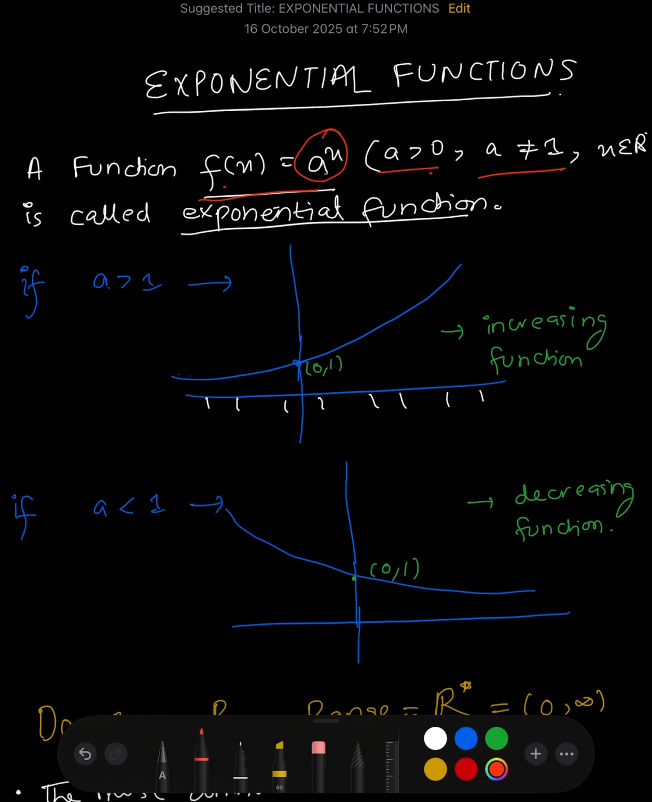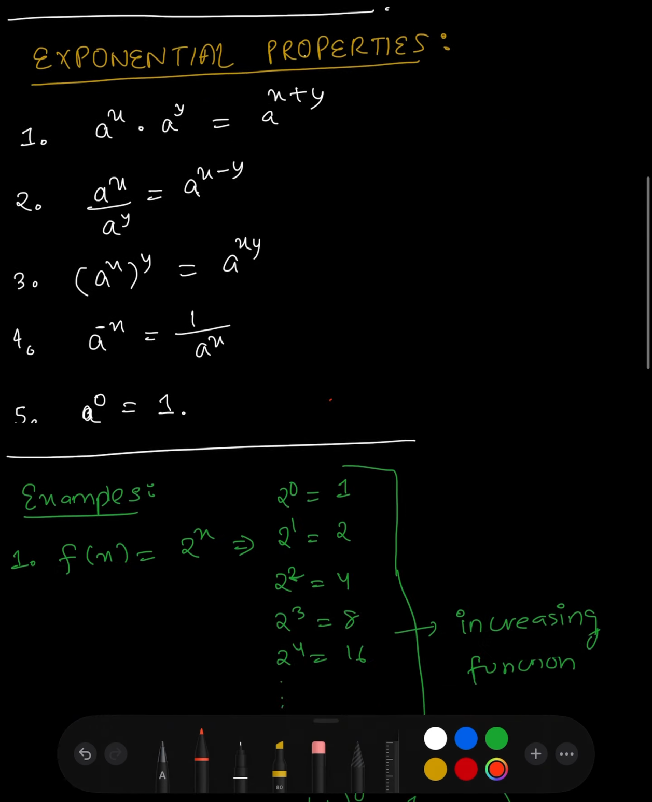There are only two types of graph for an exponential function. Either it is a rapidly increasing graph or a rapidly decreasing graph. When the graph is rapidly increasing, that is, if a, which is a constant, is greater than 1, the graph is rapidly increasing. We'll see this with an example.